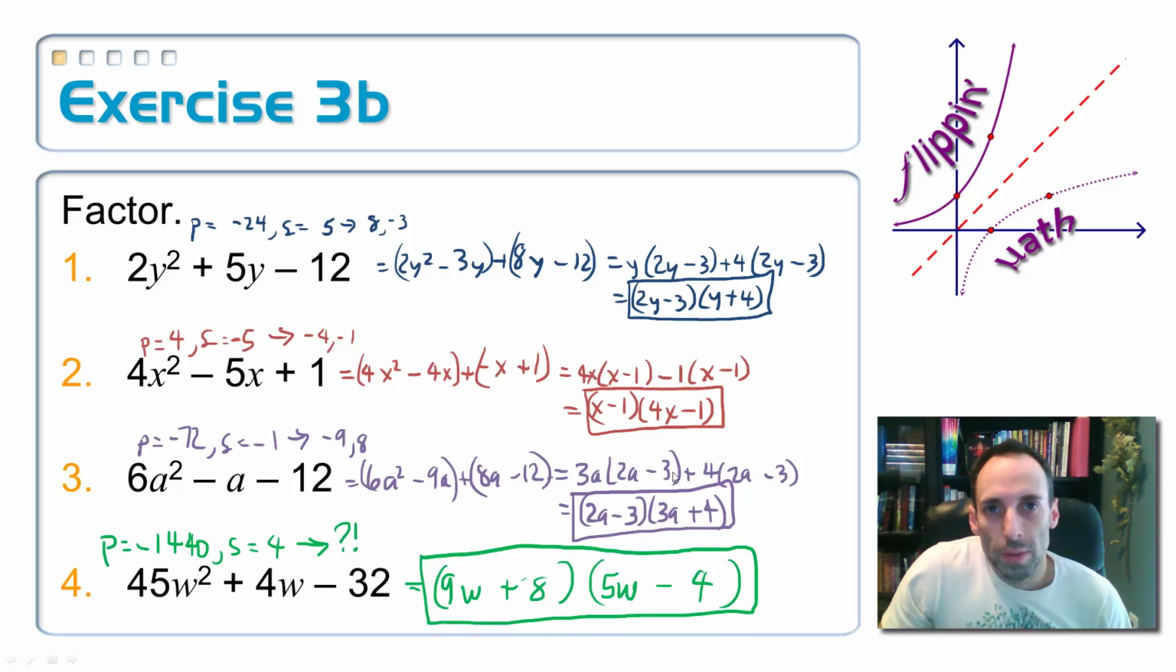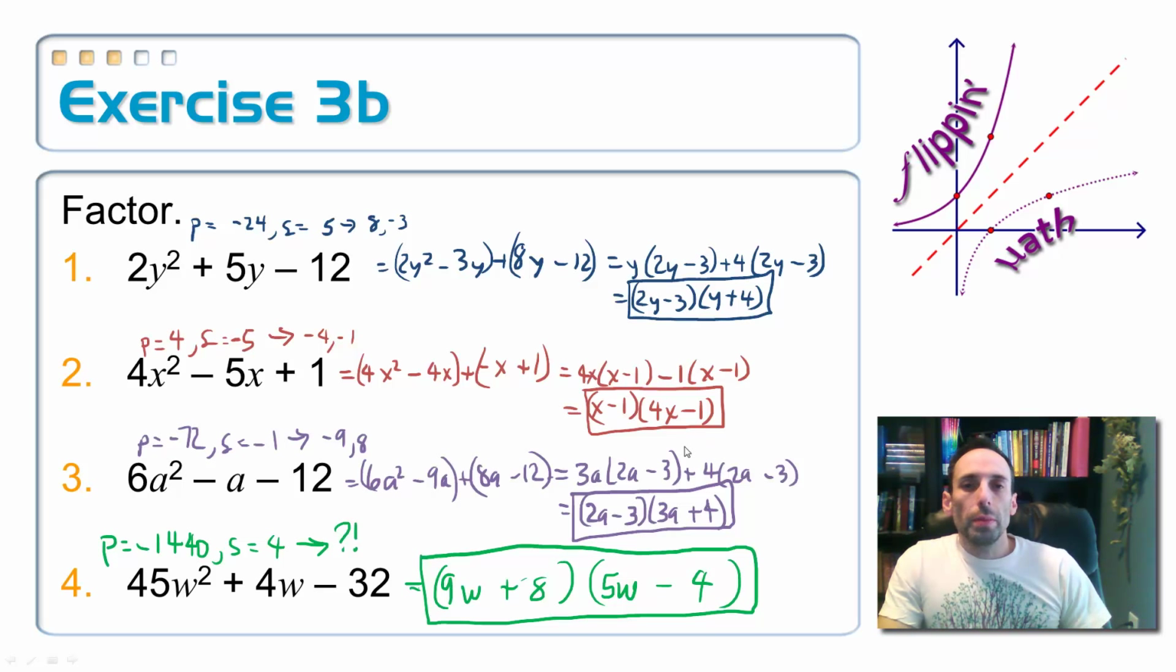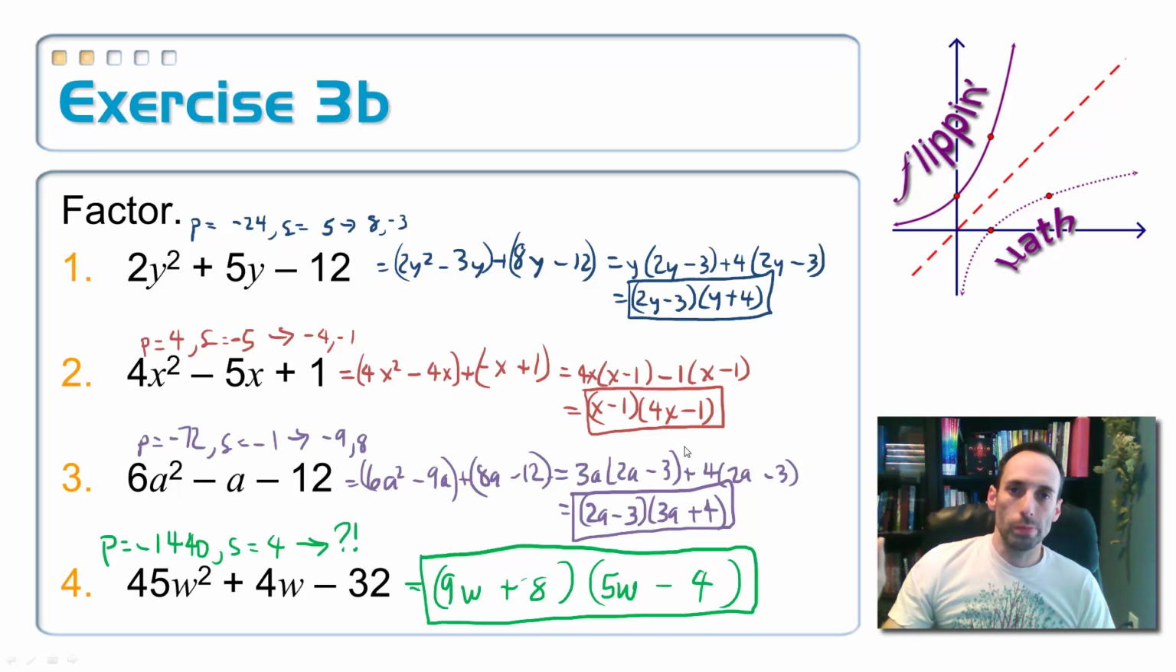Oh my goodness. Number 4, if you did it by the AC method, the product's supposed to be 45 times negative 32, which is negative 1,440. Whew. And they have to add up to 4? No way. No, not going to do it. So there is an alternative method. Here are the factors. And what I did to get them is guessing and checking.